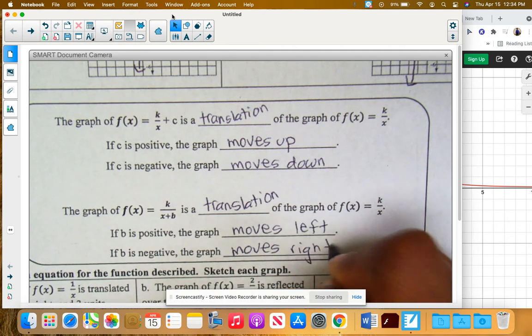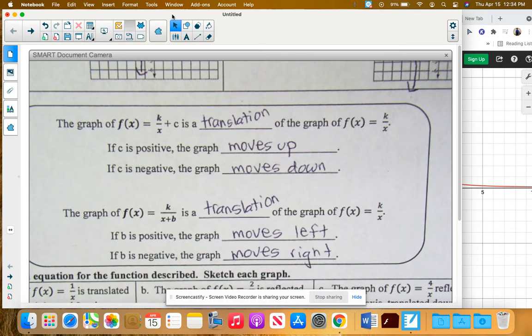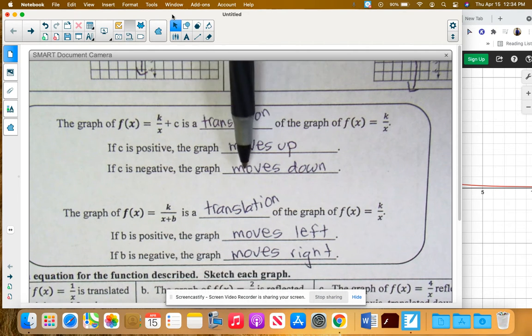So let me put this in some simpler terms. We're having inverse variation. It's set up in fraction form. It's got a top and a bottom, a numerator, denominator. If you put a number on the outside, if that number is positive, it's going to move it up. If this number was negative, it's going to move it down.